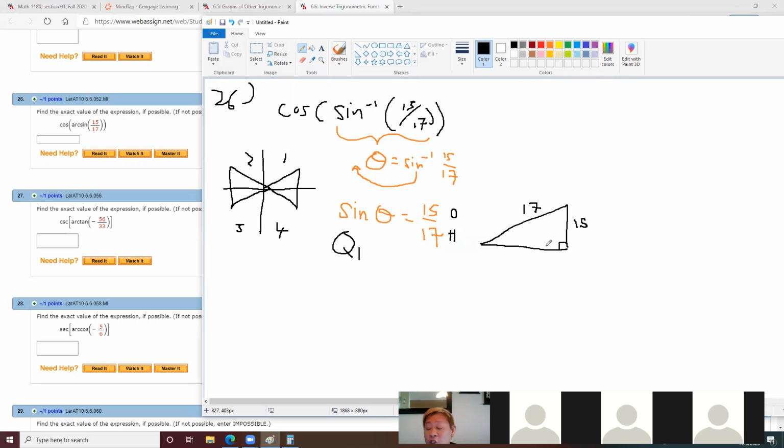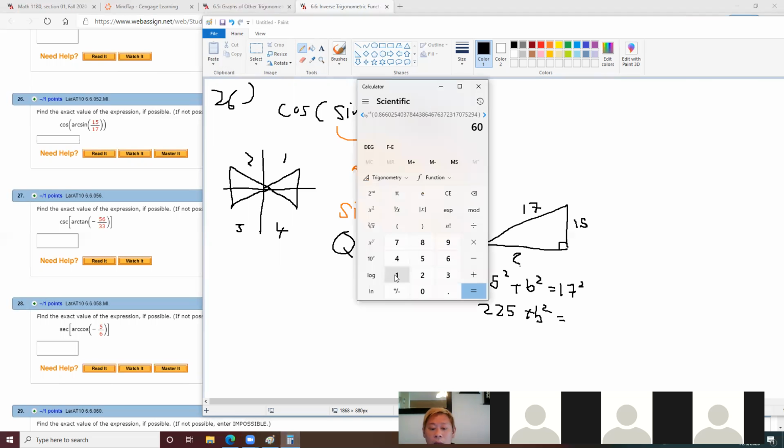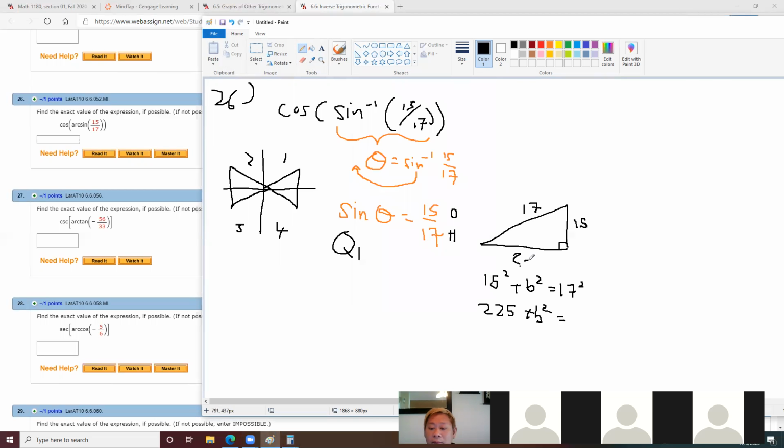You have to find your adjacent using the Pythagorean theorem. So 15 squared plus b squared equals 17 squared. 15 squared is 225, and 17 squared is 289. Take away 225, so b squared would be 64, so b would be 8. So B in this case will be 8.